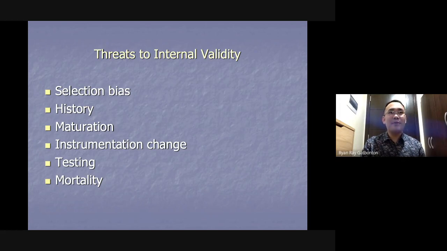You don't know if your intervention caused the outcome or if it was just a natural process towards that outcome that you are observing.